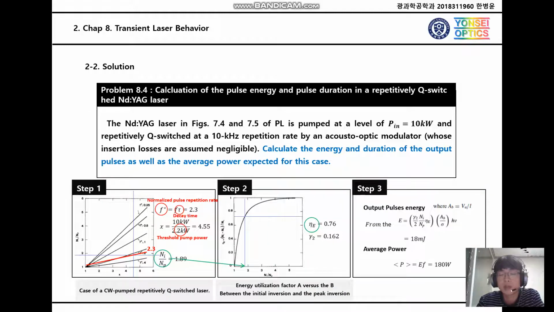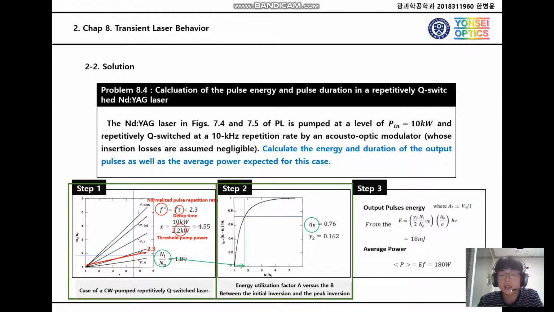And now let's solve the problem. In my case, the following data are available: input pump power, threshold pump power, time between consecutive pulses, and decay time. In step 1, using the given values, we obtain F*, and X. F* means the normalized pulse repetition rate, and X is the amount by which the CW pump exceeds its threshold value. And using this again, we can finally get Ni over Np.